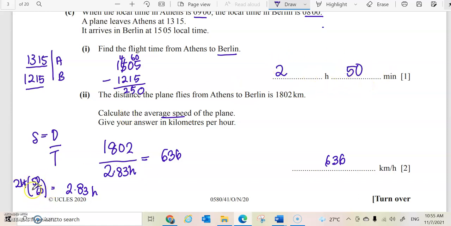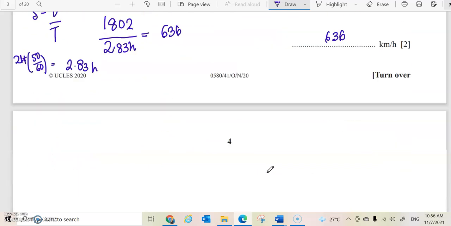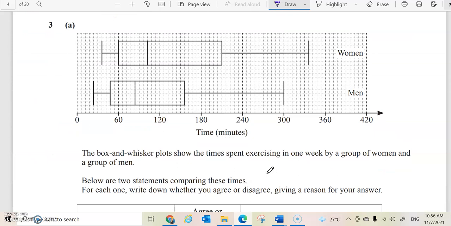Okay, 2 hours 50 minutes, you can convert 50 minutes in hours. Okay, make sure kena convert lah. Bukan 2.5 tau, tu salah sebab 50 tu refer kepada 50 over 60. Okay, so you get 636 km per hour. That is question number 2. So we proceed to question number 3.